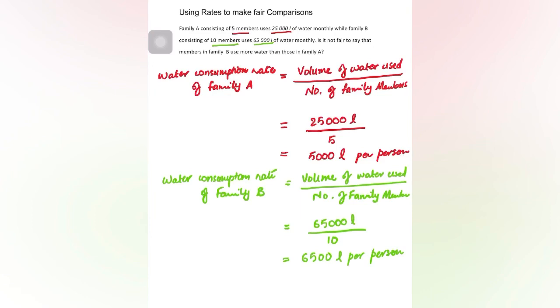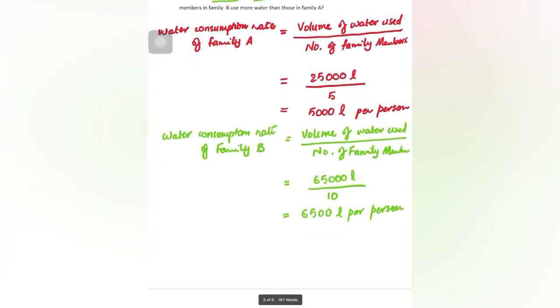So what is happening is that one person of family A is using 5,000 liters and one person of family B is using how many? 6,500 liters. So which family is using more? Obviously family B is using more per person.